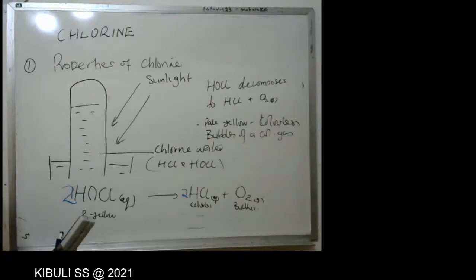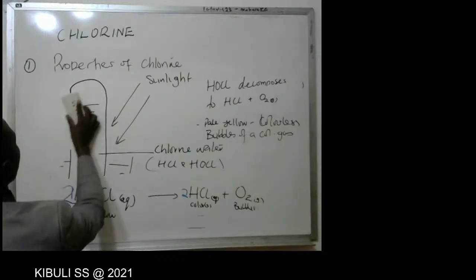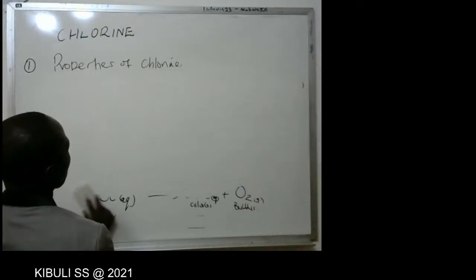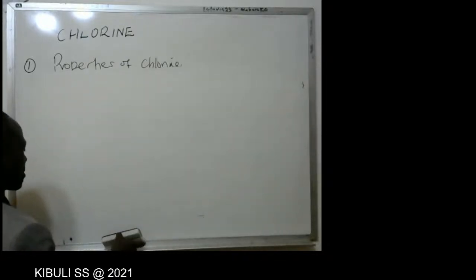Two applications of this reaction. Number 1, treatment of water. Hydrochloric acid kills germs. Hypochlorous acid bleaches and removes bad smell in water. Number 2, removal of colors in the textile industry and in the paper industry. Full stop. So let's look at property number 2, which is almost the same as property number 3 because we have two things in one.